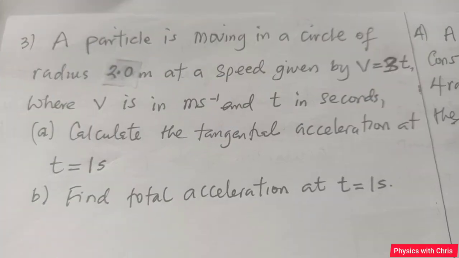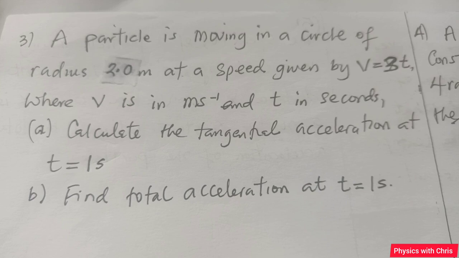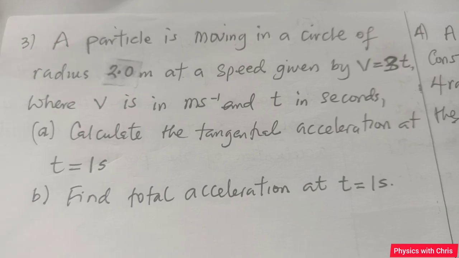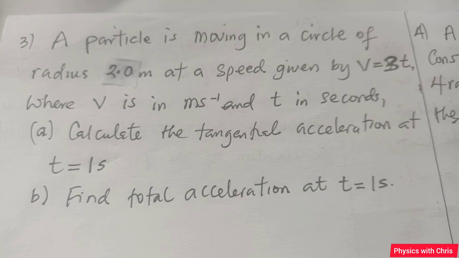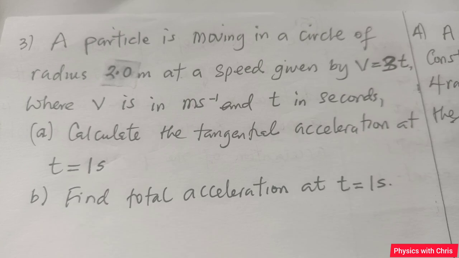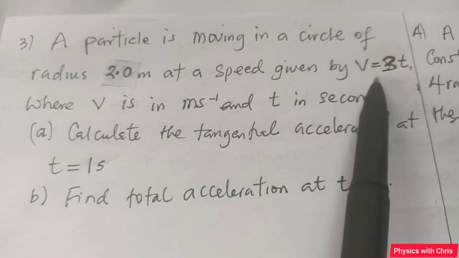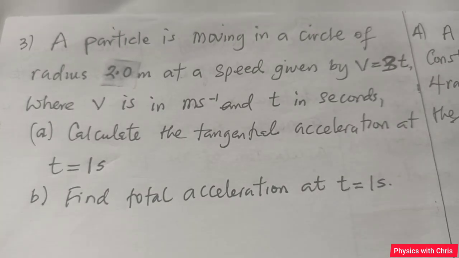Still on circular motion. I'm going to take two more questions and then we'll move to something else under this topic, circular motion. We have a particle that is moving in a circle of radius 2 meters at a speed given by v equals 3t, where v is the speed in meters per second and t is the time in seconds. Now calculate the tangential acceleration of this particle after 1 second.